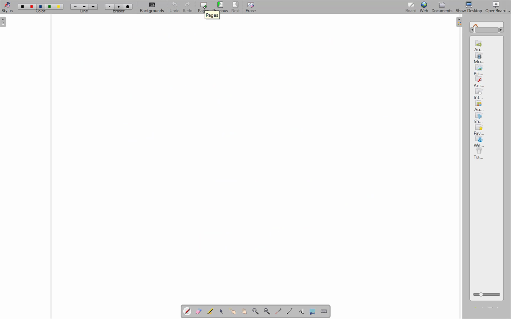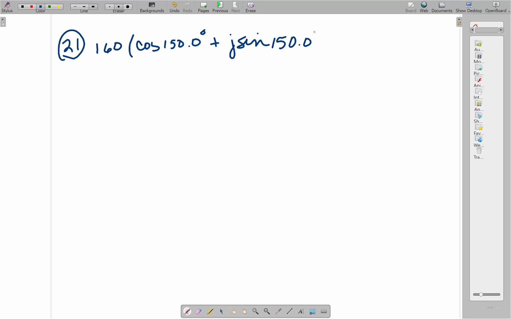Now let's try problem number 21. And this is just more of the same. We have a problem listed as 160 times the cosine of 150.0 degrees plus j times the sine of 150.0 degrees. Recognize that this is in polar form because it has your r and theta. We want to change to rectangular form.